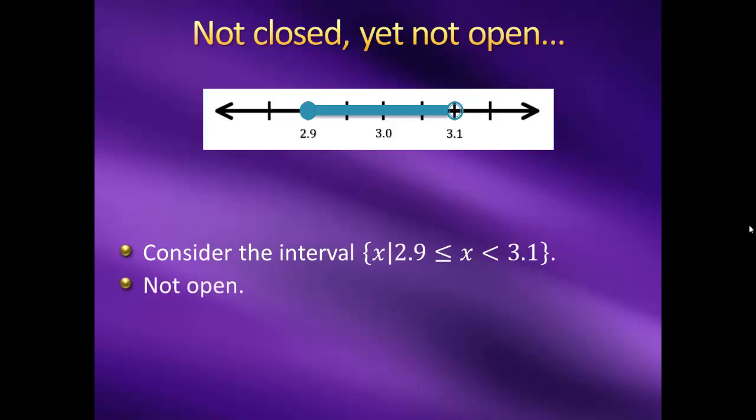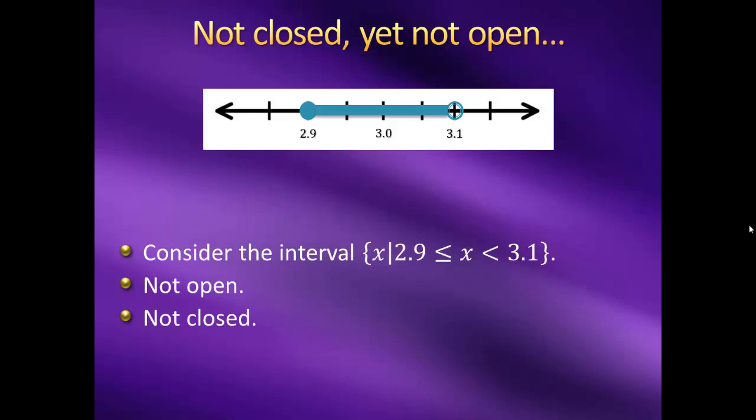The set isn't open because if we try to create a neighborhood around 2.9, we'll always include points that are not contained within the set, that are less than 2.9. But the set isn't closed either, because if we take the complement of it and then try to create a neighborhood around 3.1 instead, that will contain points that aren't in the complement, points that are less than 3.1. So the interval we've just described is neither open nor closed.